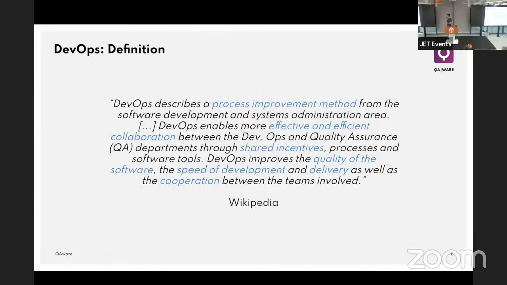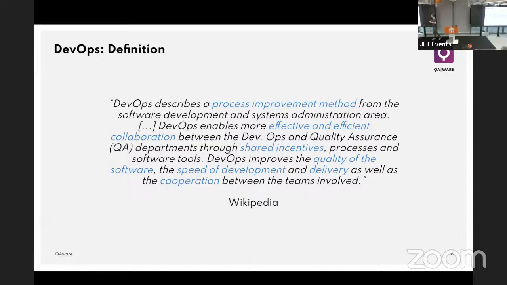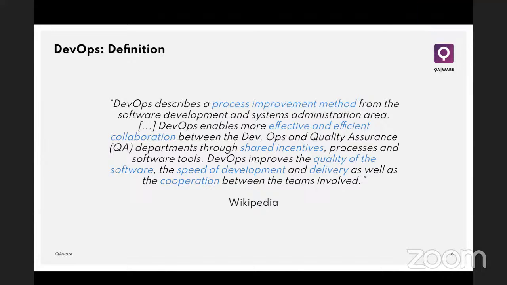Yeah, the definition of DevOps is we want to improve the method of how software development and administration is done. We want to be efficient in collaboration between development and operation. We want to have shared incentives, and we want to improve the quality and speed of development and delivery, to have some kind of cooperation between these teams. And then in 2006, Werner Vogels came up with "you build it, you run it."